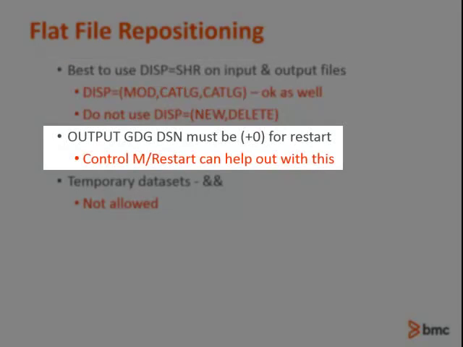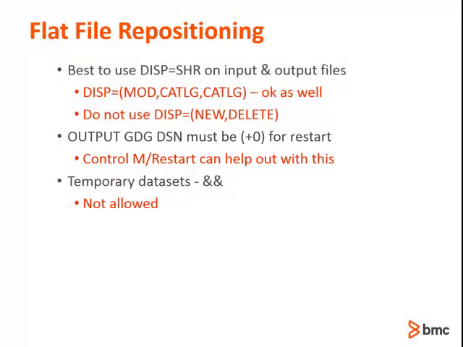Finally, review any output GDG datasets. During a restart, you will need to adjust the JCL to specify +0 so a new GDG won't be created during the restart. Control-M restart can automatically adjust GDG settings to simplify this task.